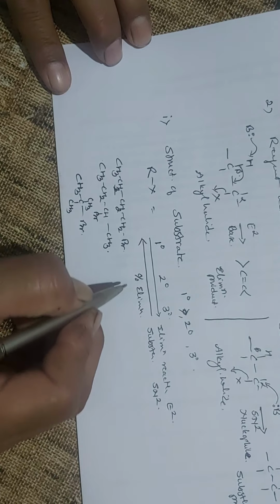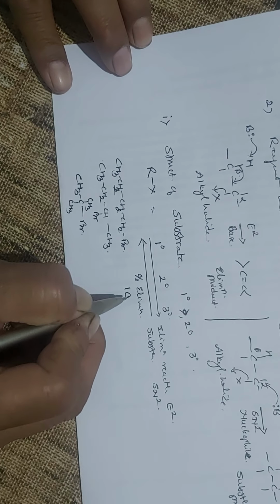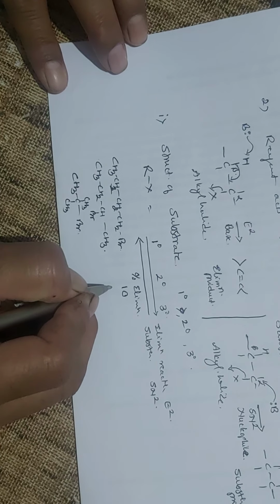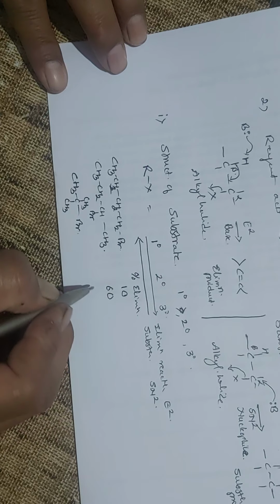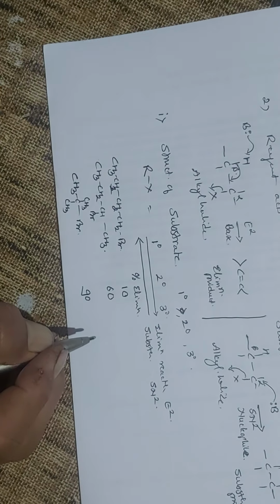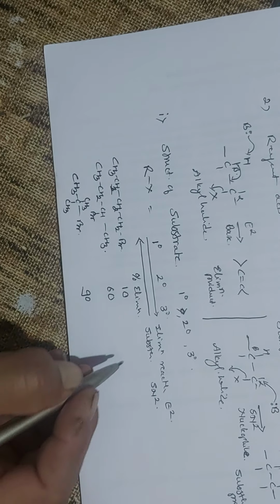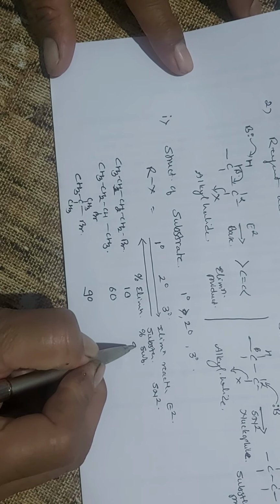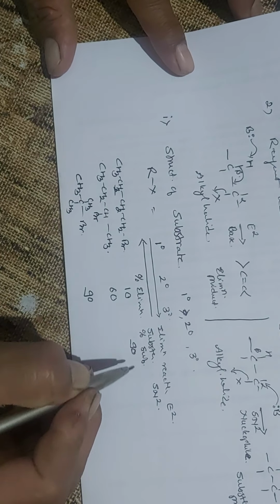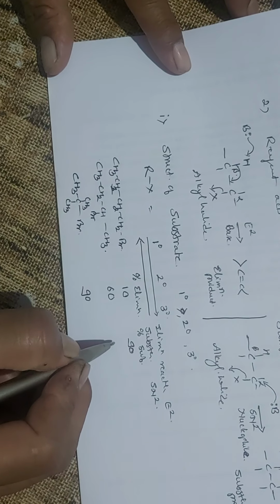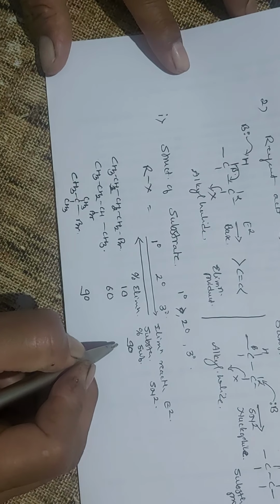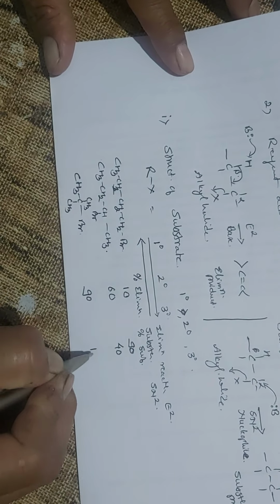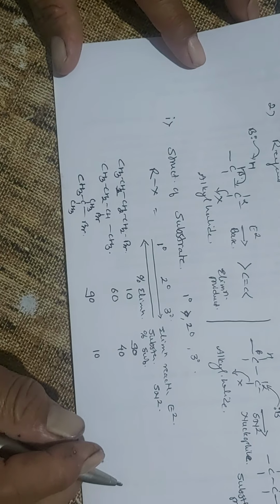Percent elimination will go on increasing from primary to secondary. If it is a primary molecule, the percentage of elimination reaction will be less. In secondary it will increase, and in a tertiary molecule you will get 90% elimination product. The percent of substitution is the reverse: the 90% substitution reaction will be obtained when the substrate molecule is primary, and it decreases from primary to secondary, and from secondary to tertiary it decreases again.